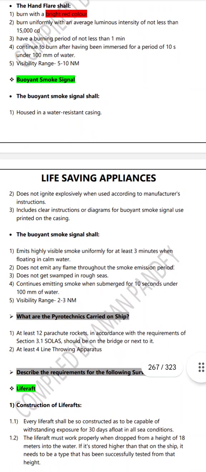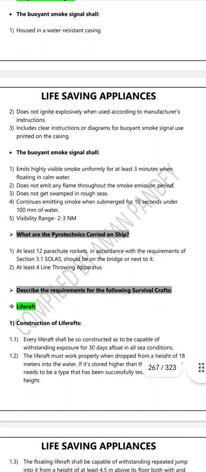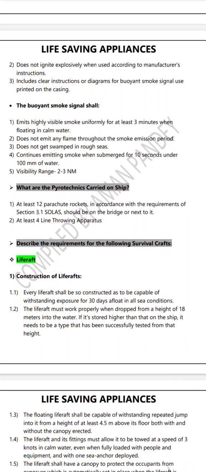Next, the smoke signal, the last one which I have told you, does not ignite explosively and is used according to the master's clear instruction. The smoke visibility range is 2 to 3 nautical miles only. It continues to emit smoke when submerged for 10 seconds under 100 mm of water. It does not get swamped in rough seas. Okay, and it does not emit any flame through the smoke emission.